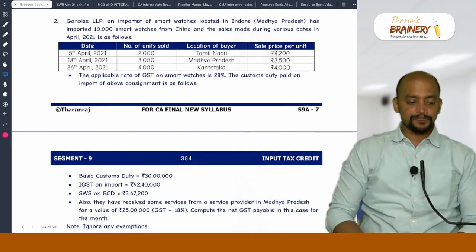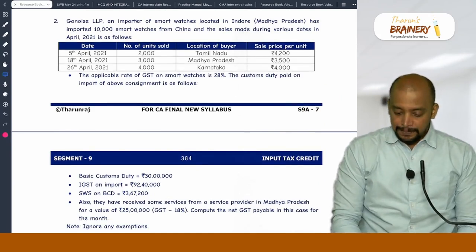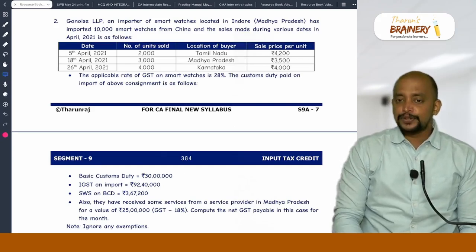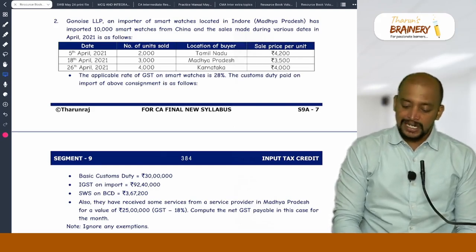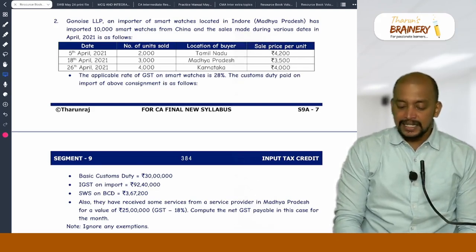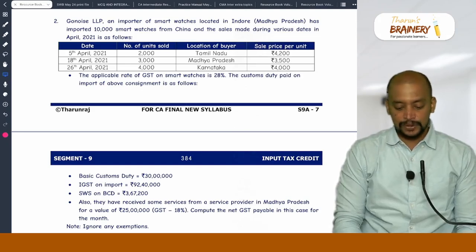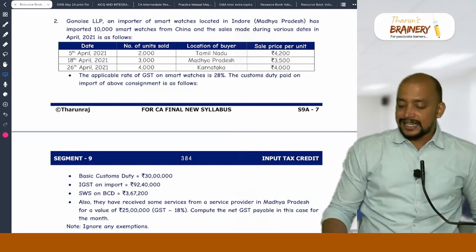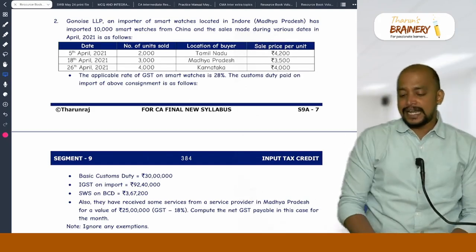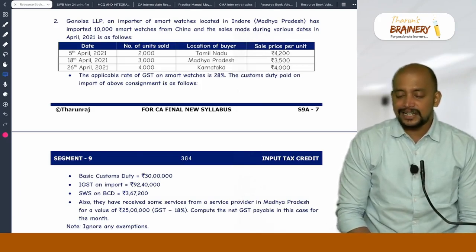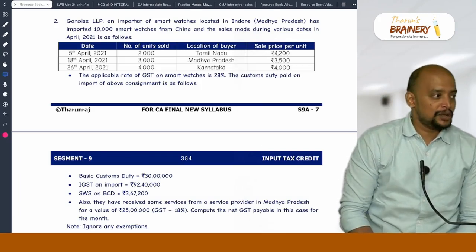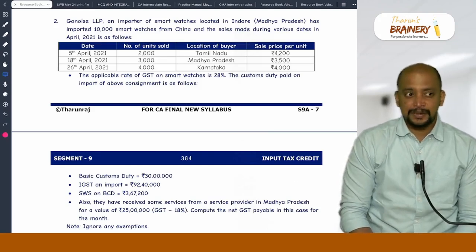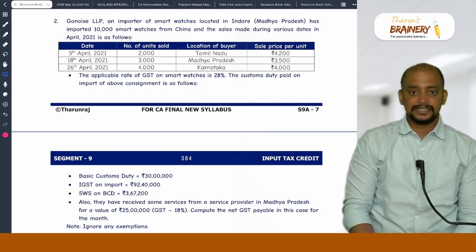Look into second question. Go Noise LLP, an importer of smartwatches located in Indore, Madhya Pradesh, has imported 10,000 smartwatches from China, and the sales made during various dates in April 2021 is as follows. So different dates, number of units, location of buyer, sale price is given. First is importing and then selling. So the first sale is within the state or interstate? Interstate. What is the ending point? Tamil Nadu. Where is the supplier located? Go Noise, Madhya Pradesh. So location of supplier Madhya Pradesh, place of supply Tamil Nadu, therefore it is interstate.